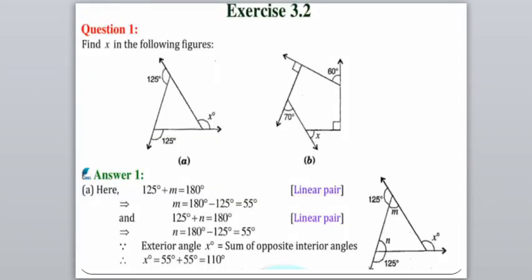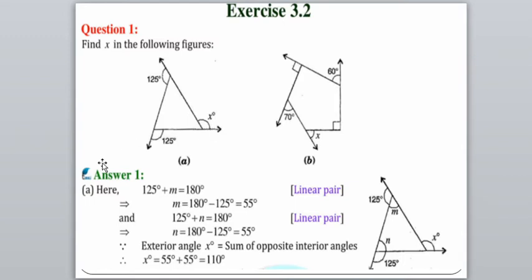Now we will move to exercise 3.2 and question number 1. In question number 1, it is given: find x in the following figure. Two figures are given, we have to find out x, and look at the first figure here. The 3 sides and 3 angles are given, in which all exterior angles are given, and the x which we have to find out is also an exterior angle.